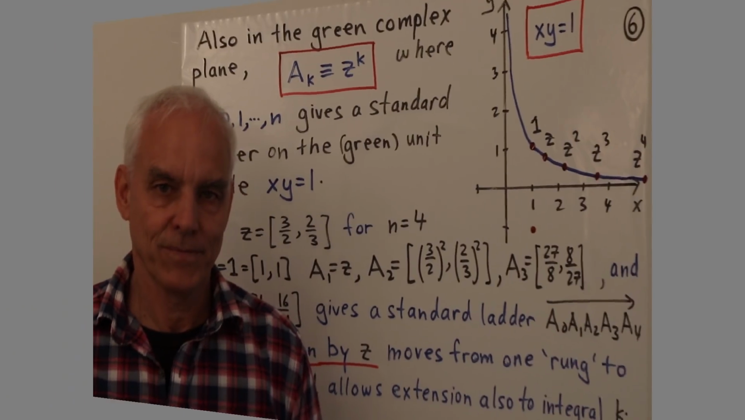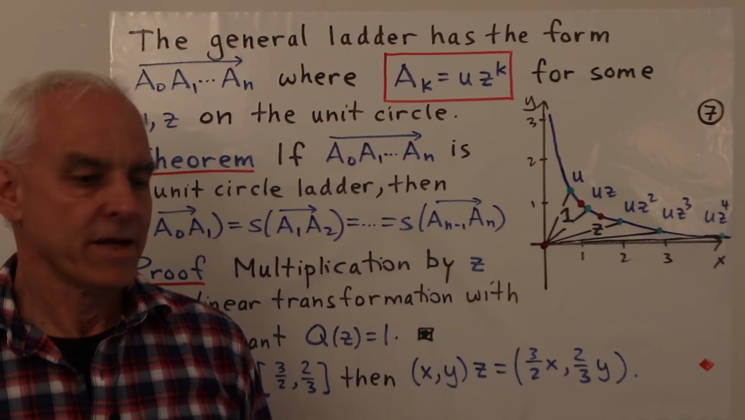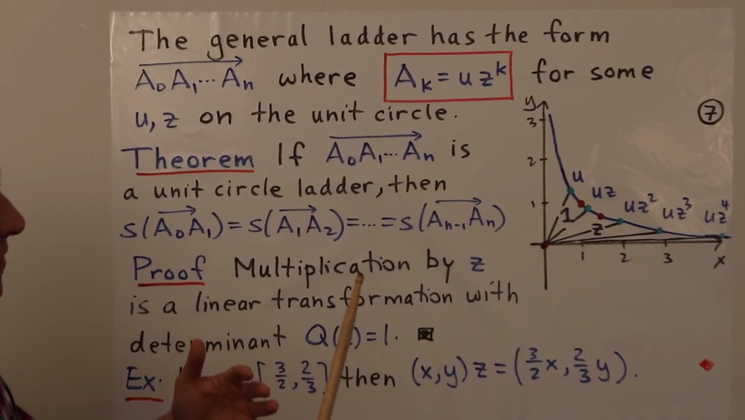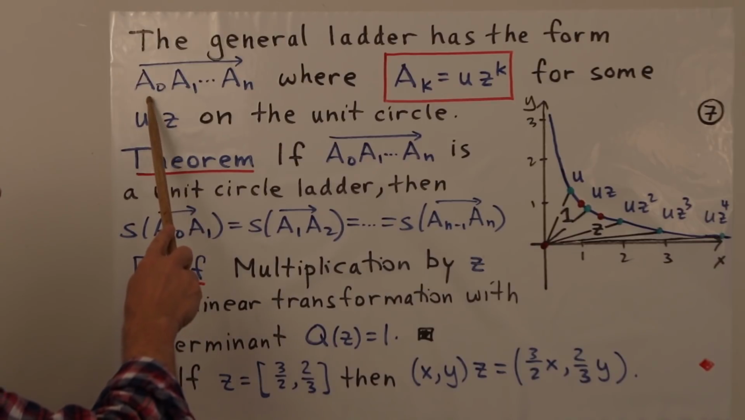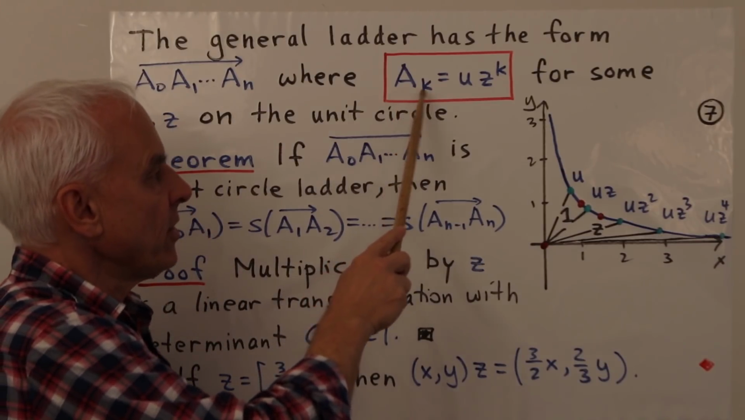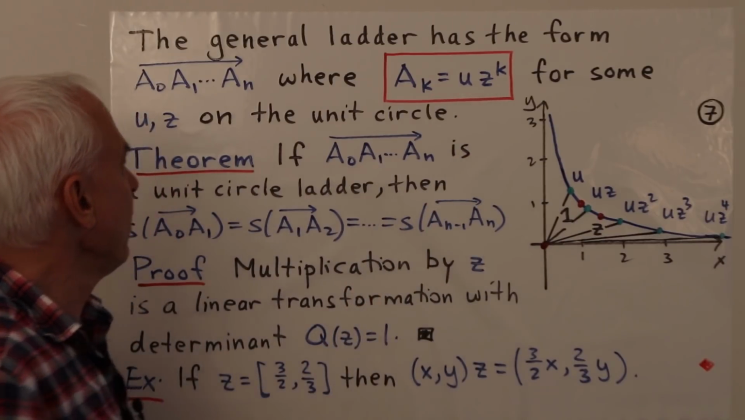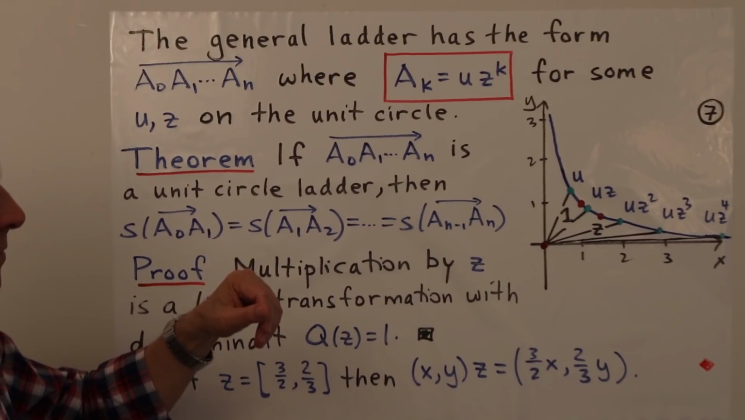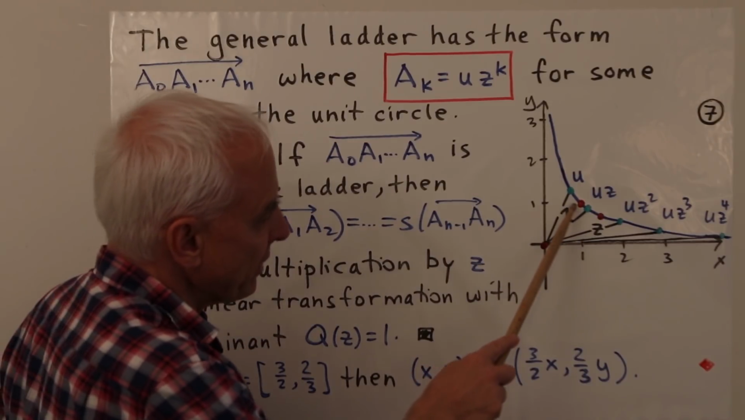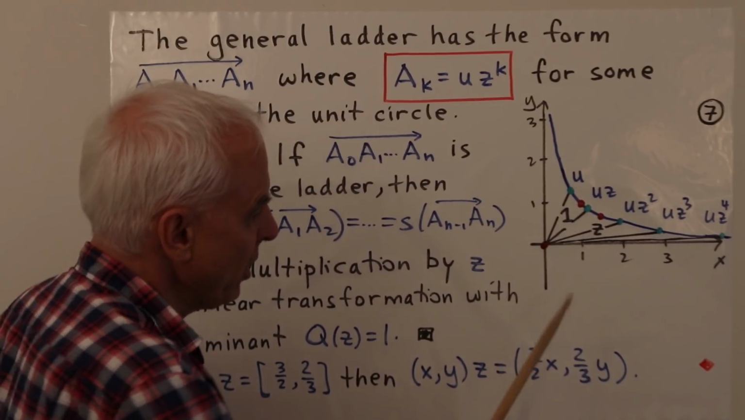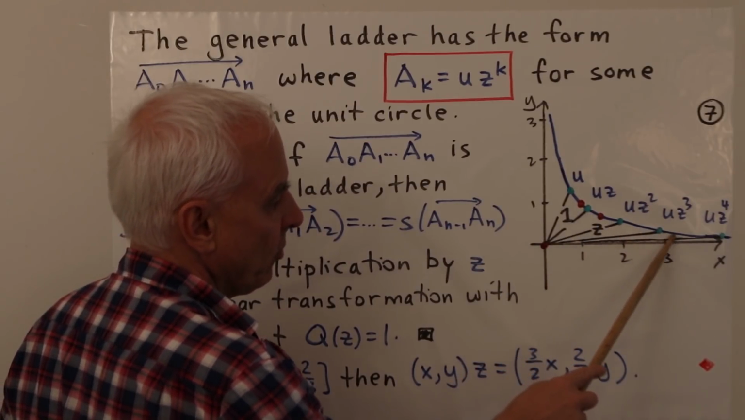Now the general ladder in this case is just a shift of the standard kind of ladder that we've just described. So it has the form of a spline A0, A1, say up to AN, where now A sub k is u times z to the k for some pair of numbers u and z on the unit circle. So for example, in this case here, there's our number 1, there's our number z, same one actually that we were considering before. So z squared would be down here and z cubed and so on.